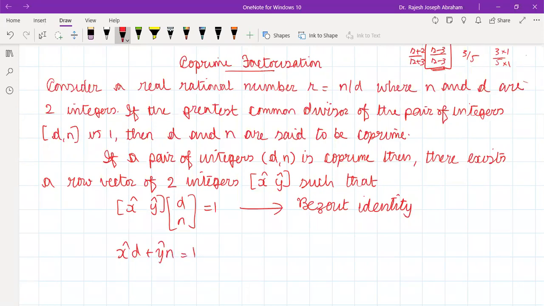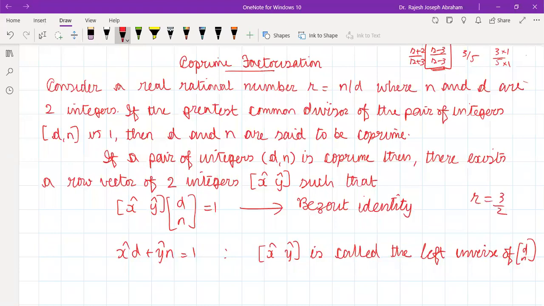This x hat, y hat is called the left inverse of d and n. Say for example, R equal to 3 by 2. If it is co-prime, then you can always find an x hat and y hat so that this identity is equal to 1.